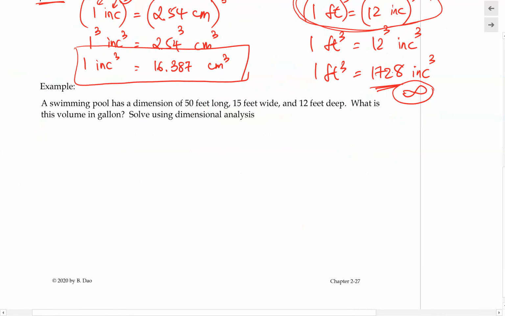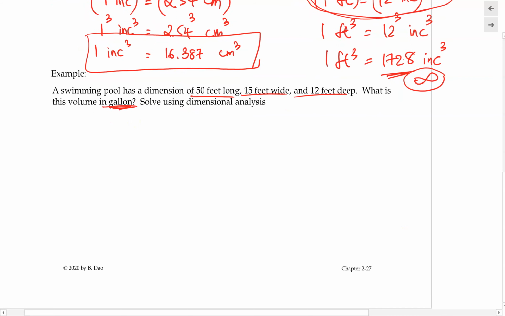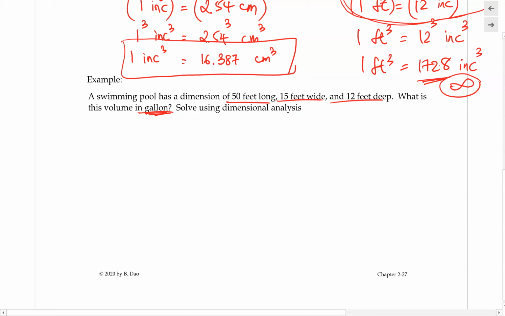And now let's try some dimensional analysis problems involving units that are raised to a power. So here is a problem. A swimming pool has a dimension of 50 feet long, 50 feet wide, and 12 feet deep. What is the volume of this pool in gallons? Solve this by using dimensional analysis. So first, we are given the dimension of a pool. And if we are given the length, height, and width, we can multiply these three together and be able to obtain its volume, right?